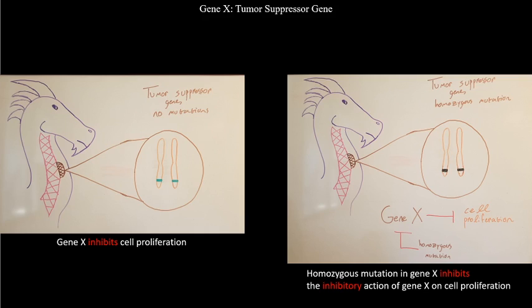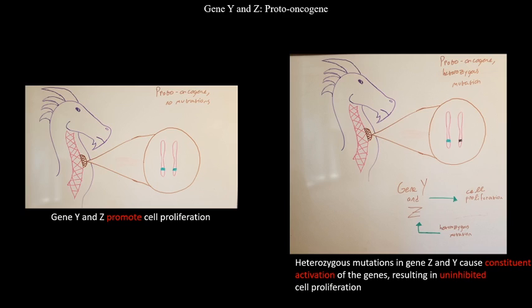If a tumor suppressor gene undergoes a heterozygous mutation, the wild-type non-mutated allele can usually compensate, allowing the gene to continue to function normally. However, a homozygous mutation in a tumor suppressor gene, in this case in gene X, leads to the gene being unable to prevent cell proliferation. The result is a benign mass or tumor in the throat of the purple dragon.